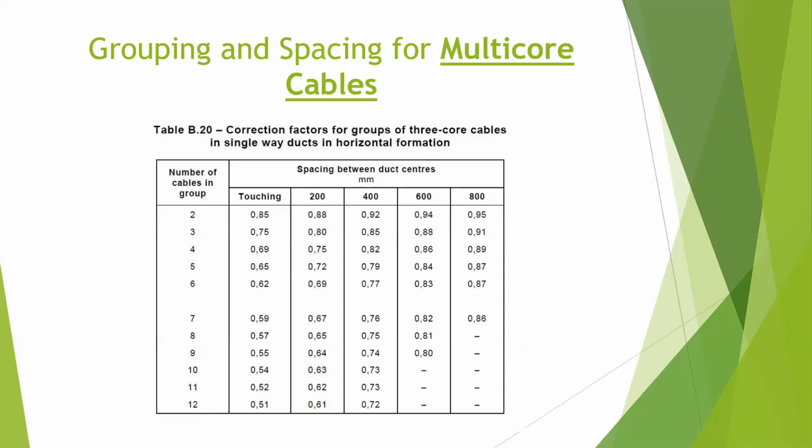And now we are coming to grouping and spacing for multi-core conductors. So when installing conductors, we are not going to install only one conductor in a trench. Usually underground conductors are installed in a trench. There's a lot of space in the trench, so we are going to have several conductors going inside those trenches. So if you have many circuits going inside the trench, we are going to have another derating factor to change our cable rating.